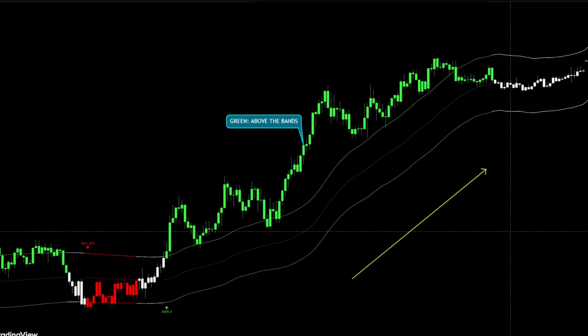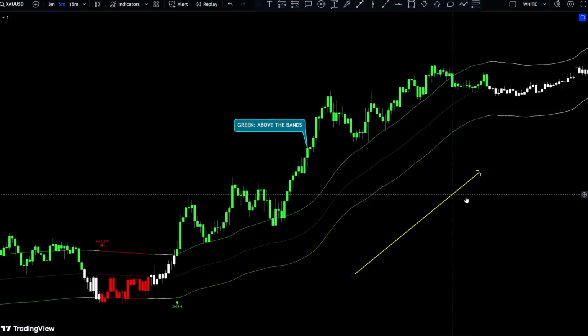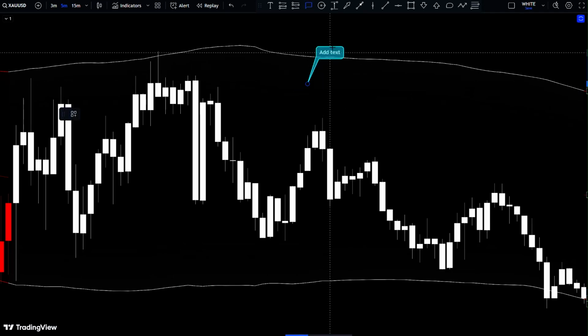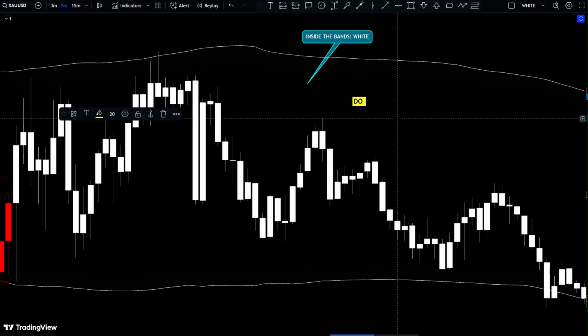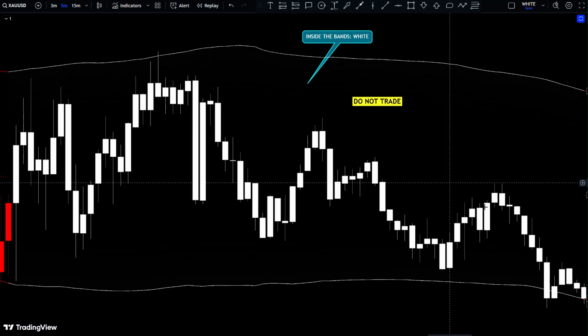But the Froma Channel is even more versatile than that. It also helps us identify those tricky sideways momentum when the market is just consolidating, going nowhere fast. We call this a ranging market or a period of consolidation. You'll see the candles turning white and bouncing around inside the Froma Channel bands. In these choppy market conditions, it's often wise to preserve your capital and wait for a decisive breakout before entering any trades. You don't want to get whipsawed in a ranging market.